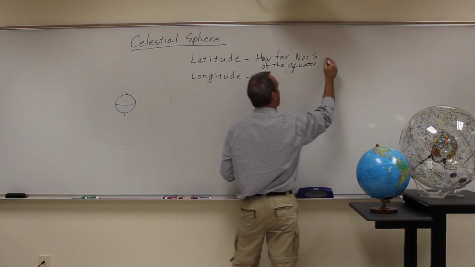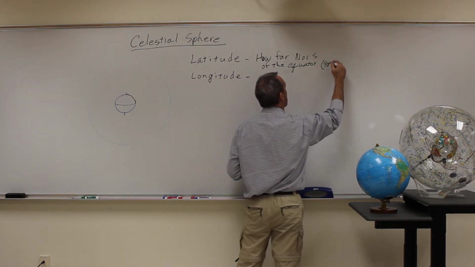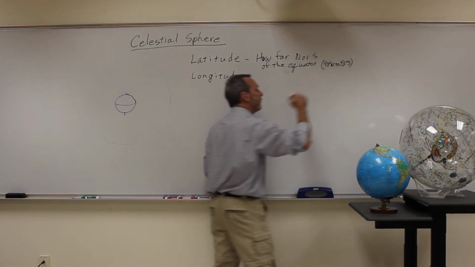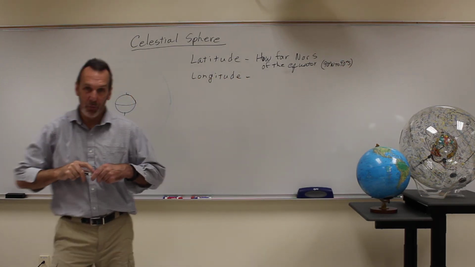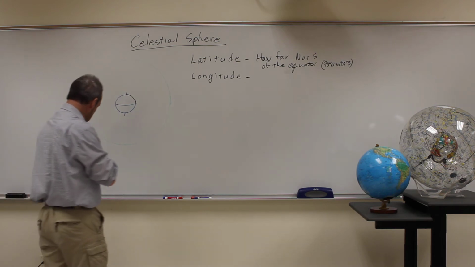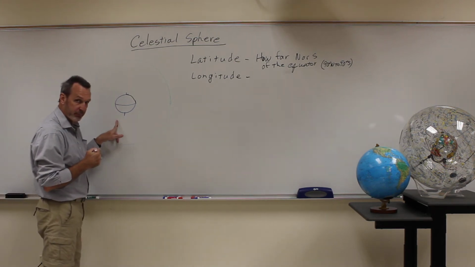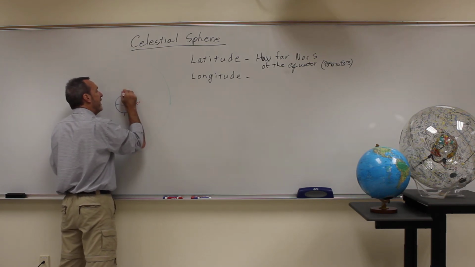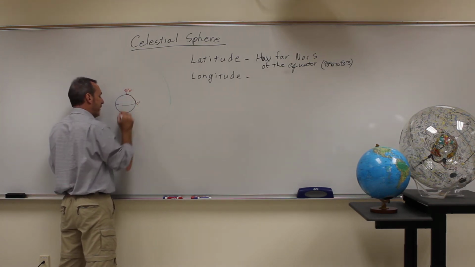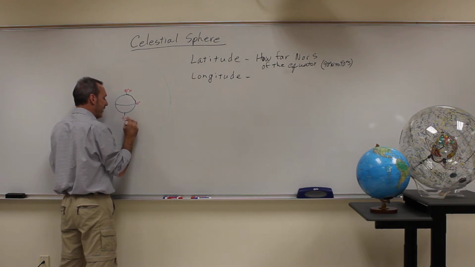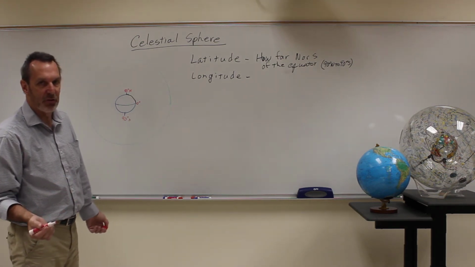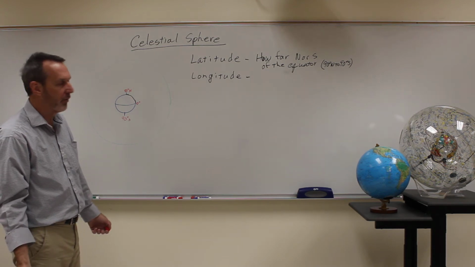Okay? And that goes from 90 degrees north to 90 degrees south, where the equator is at 0 degrees. So on our Earth in here, stay with me here, 0 degrees is here, 90 degrees north is up here, and 90 degrees south is down here. And that measures your latitude, how far you are from the equator on the Earth.